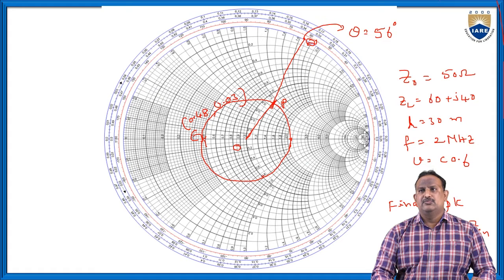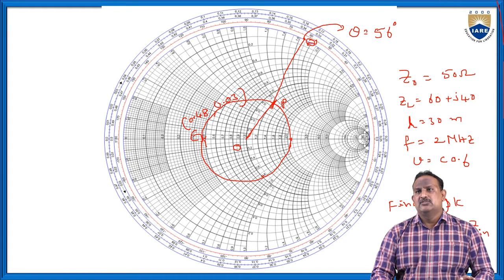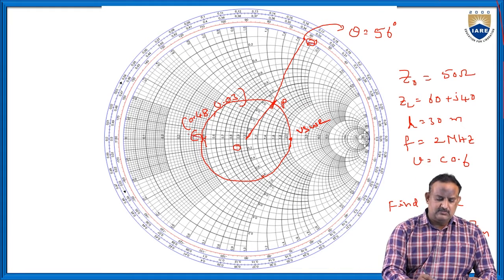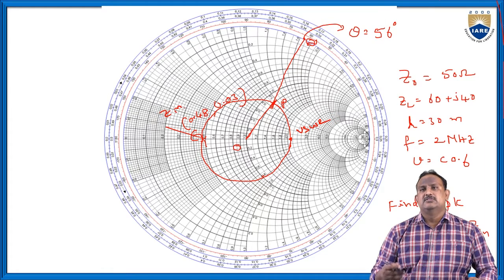From the Smith chart, we can find the reflection coefficient, we can find the VSWR, and we can find the input impedance. So this way we can find all the values by using the Smith chart.